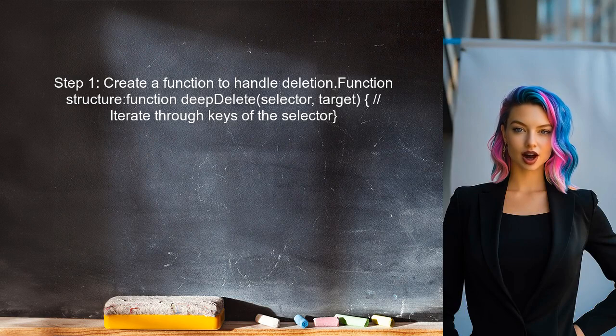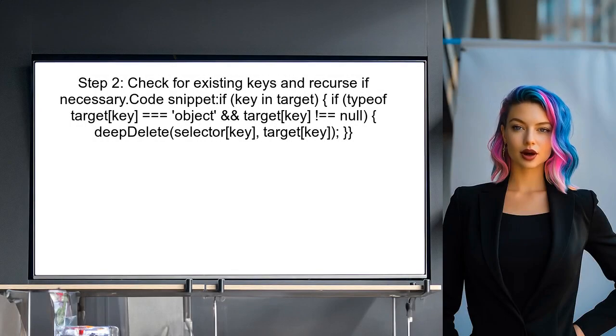To begin, the user needs to create a function that will handle the deletion of properties from the main object based on the selector object. This function will iterate through the keys of the selector object. Next, the user should check if the current key in the selector exists in the target object. If it does, they will need to determine if the value is an object itself. If it is, the function should call itself recursively.